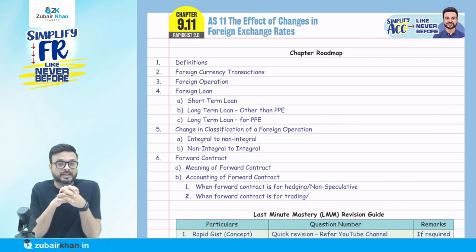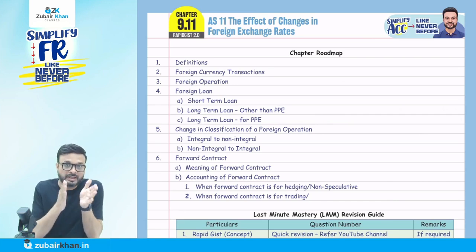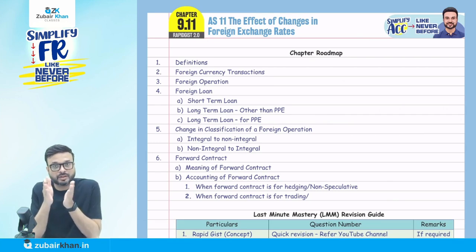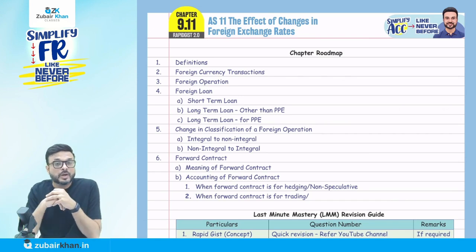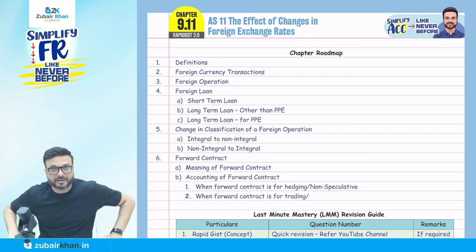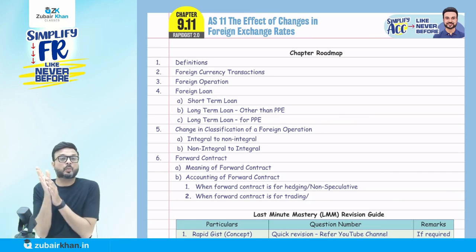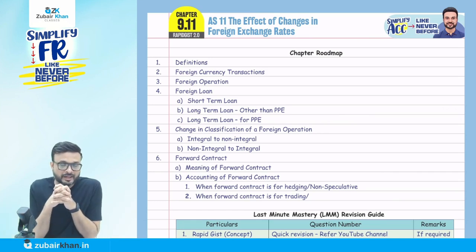For PP, change in classification of a foreign operation, integral to non-integral or from non-integral to integral. Forward contract, meaning of forward contract, then accounting of forward contract. In accounting of forward contract, two possibilities: when the forward contract is for hedging or non-speculative purpose, or when the forward contract is for trading.